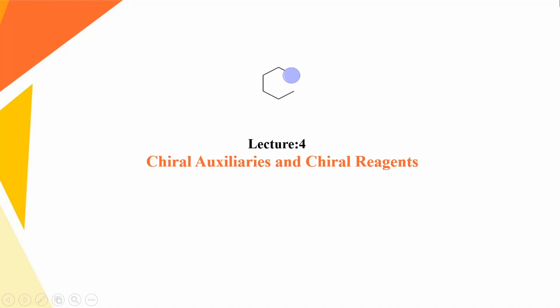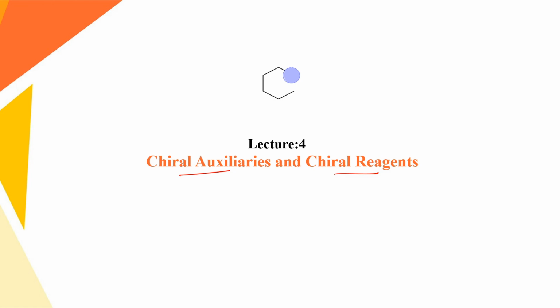So hello everyone, welcome back to another particular lecture series of our Asymmetric Synthesis course, and this is lecture 4. In our previous discussion we talked about the generation of asymmetric catalyst followed by chiral pool synthesis. So in this particular class we are mainly focused on chiral auxiliaries and chiral reagents.